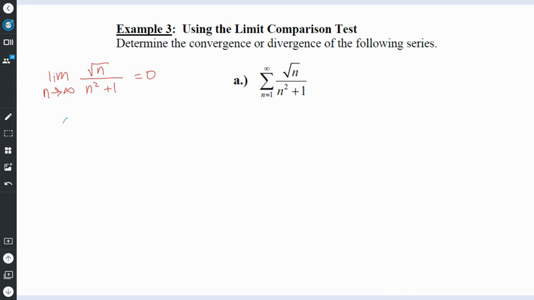Now, here's the tricky part. What do we compare it with? The square root of n over n squared. Yes, actually, the square root of n over n squared, the leading term of the numerator and the leading term of the denominator. Let's simplify that. Good, because this is the same thing as n to the 1/2 over n squared, which is n to the 1/2 minus 2. And what does that give us?